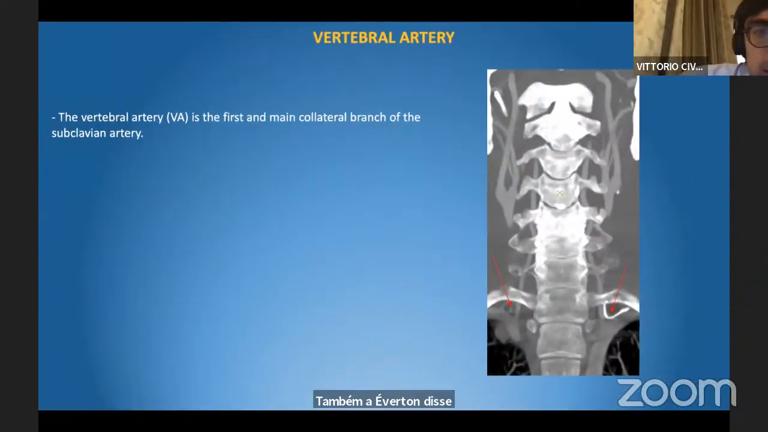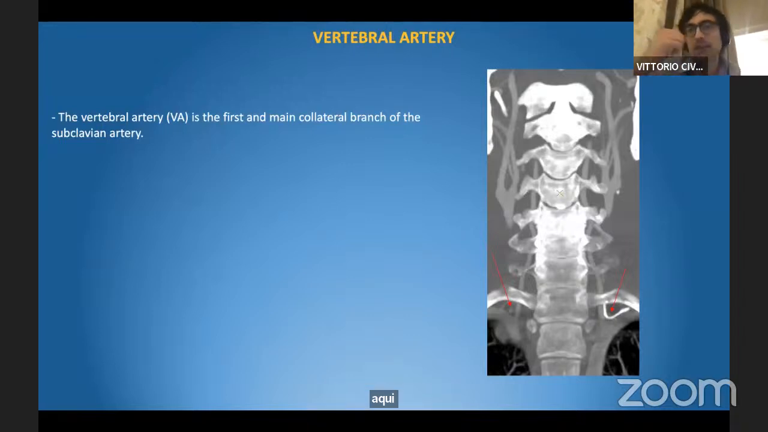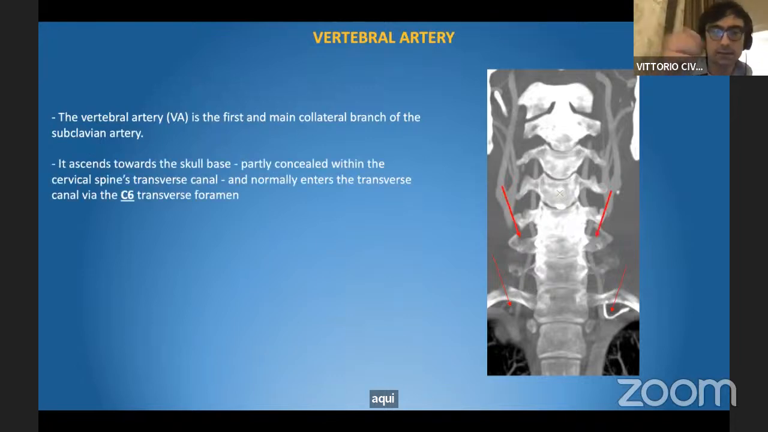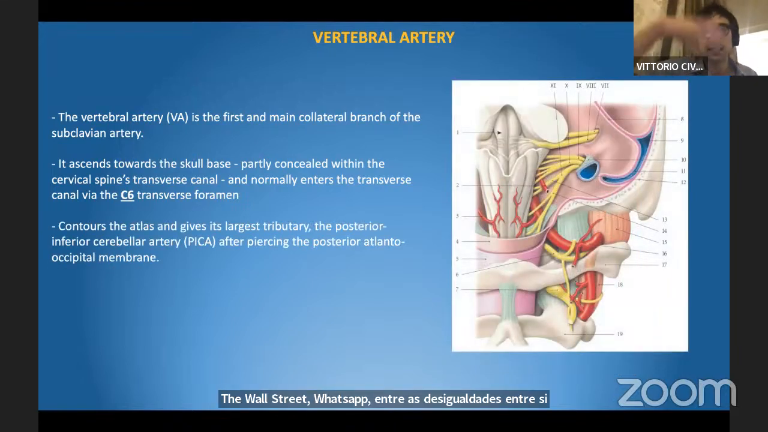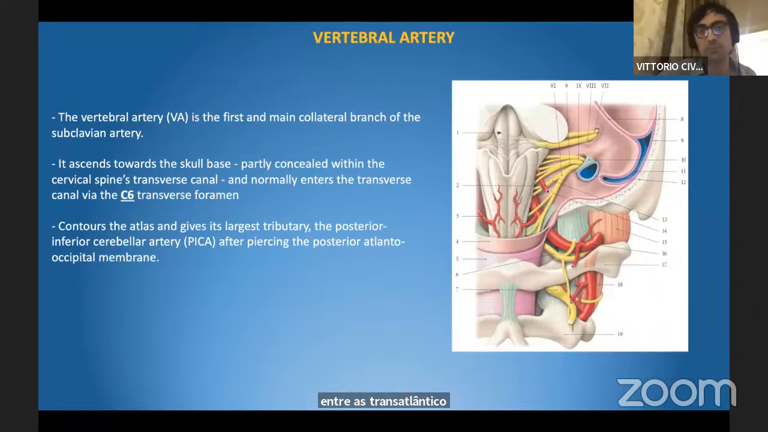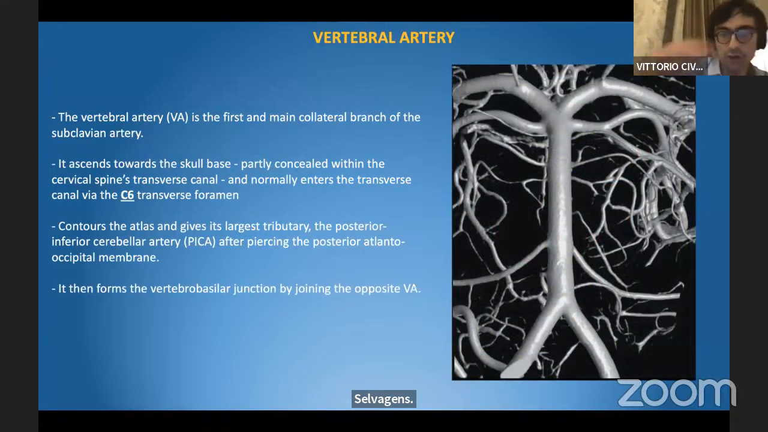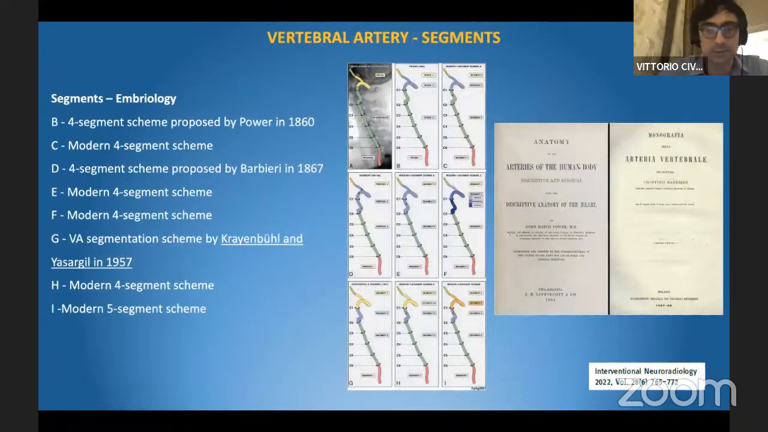So as we saw before, the vertebral artery is the first and main collateral branch of the subclavian artery, and normally enters the transverse canal at the C6 transverse foramen. And then it contours the atlas and gives its largest tributary, the posterior inferior cerebellar artery, the PICA, after piercing the occipital membrane. And then it joins the other vertebral artery at the vertebrobasilar junction to form the basilar artery.